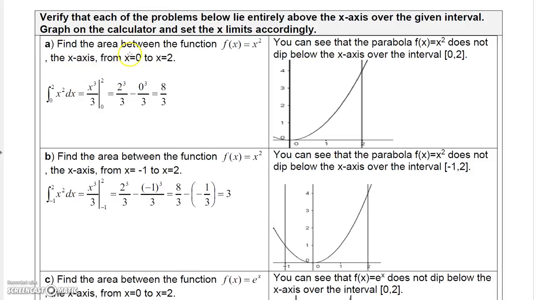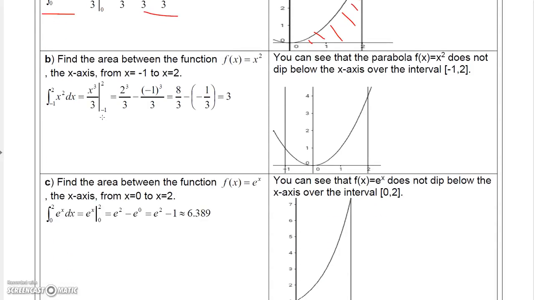This one says find the area between the function f of x equals x squared, from x equals 0 to x equals 2. If you graph that, you're going to see that the graph looks something like this, so you're going to be finding this area. From 0 to 2, the graph does not go below the x-axis. So all I have to do is set up this integral, integrate from 0 to 2 of x squared dx, and you already know how to do this. That's x cubed over 3, evaluated from 0 to 2, and you get 8/3 minus 0, which is 8/3.